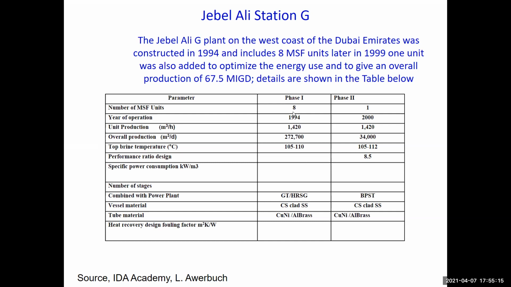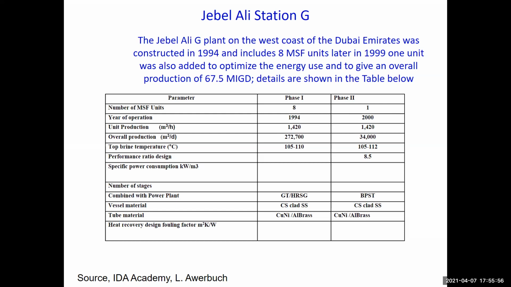Phase 1 is 8 units. Each unit is made up of several stages, definitely. And phase 2 is just 1 unit that has been added. The years of operation are between 94 and 2000. The unit production is made the same, so the same production for every unit is kept. Overall production is 272,700 cubic meters per day. This is for the 8 units. If you divide this by 8, it should tell you how much each unit is producing, and I can do it here quickly.